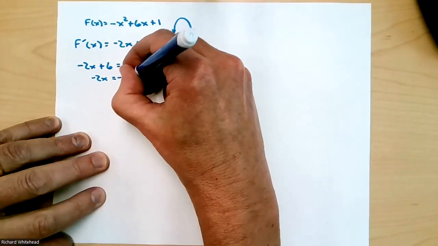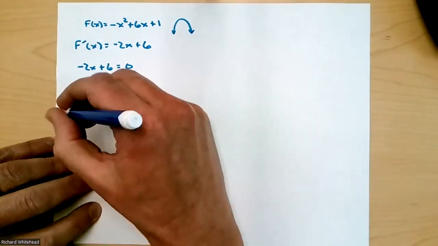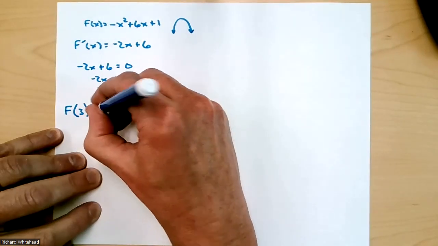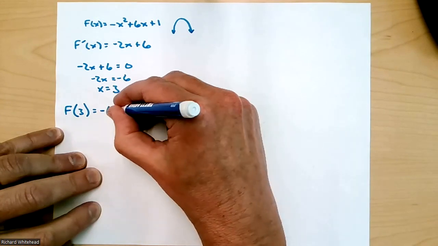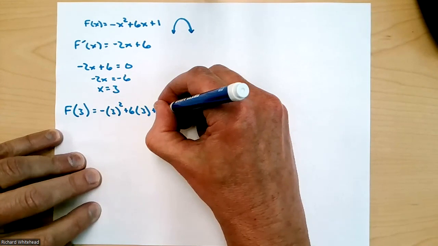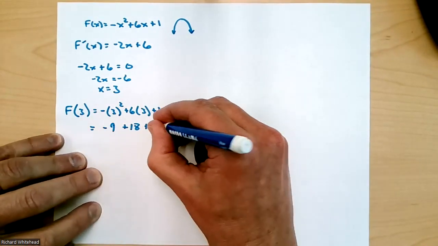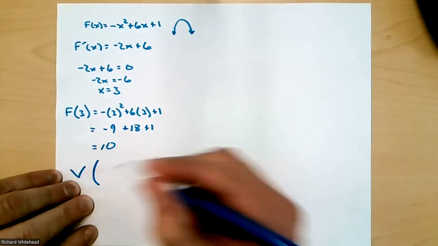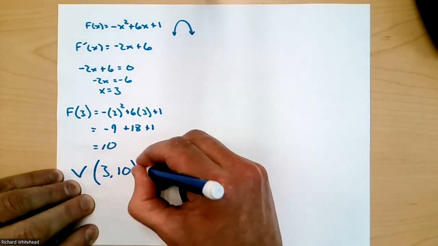And I know I'm writing too many steps and you're insulted. So x is 3. And then you say, oh yeah, now to find the y coordinate, we have to go back to the original function. So we'd have negative, and then the 3 squared plus 6 times 3 plus 1. So negative 9 plus 18 plus 1. So what do we end up with? 10. So the vertex turns out to be 3, 10.